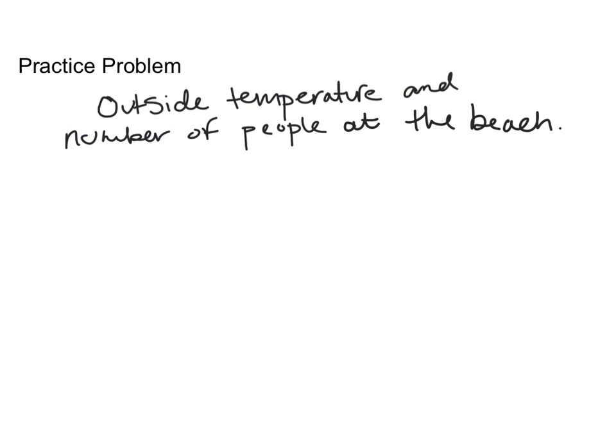And for our practice problem today, I want you to think about the outside temperature and the number of people at the beach. What's the dependent variable? What's the independent variable? And then I want you to write our short little sentence of blank depends on blank. Make sure to label which is independent, which is dependent.